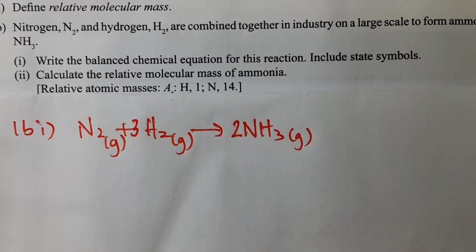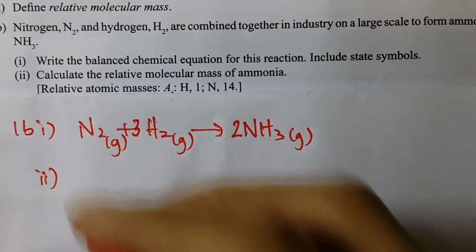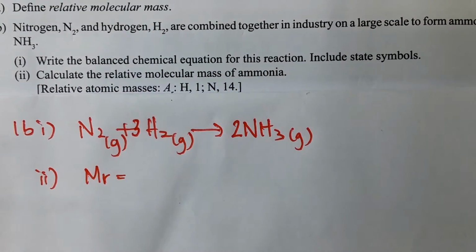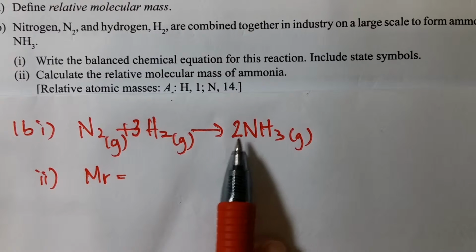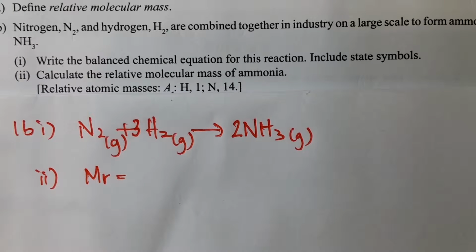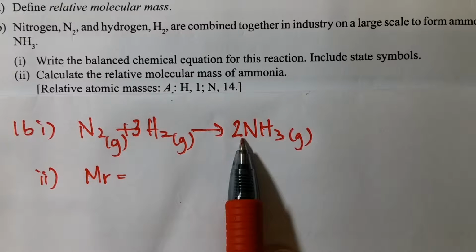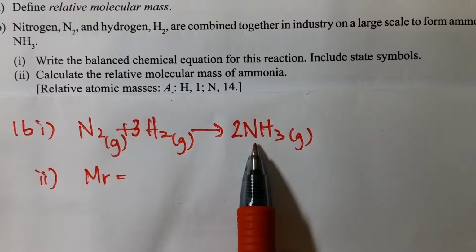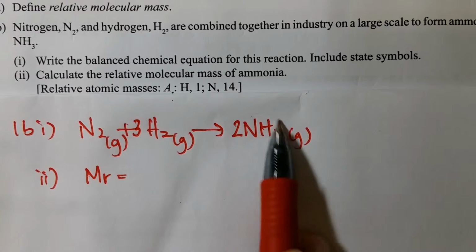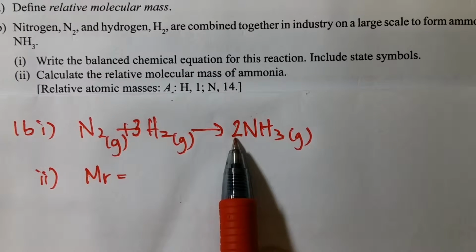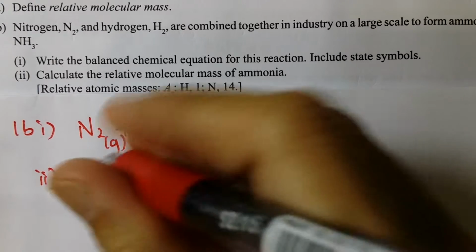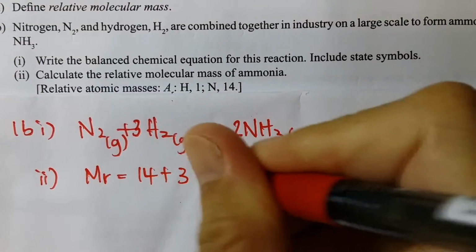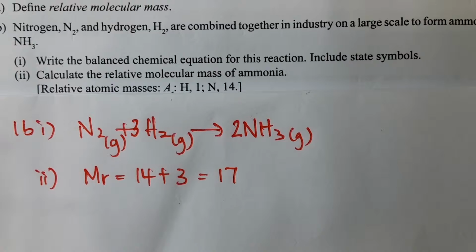Calculate the relative molecular mass of ammonia. Relative molecular mass is MR. Now remember, when you calculate the MR, you should not calculate the MR for 2NH3. This 2 is just to balance the chemical equation, or it can mean 2 moles. When you find AR, you should only find AR for the chemical formula without the number in front, because the number in front is not part of the chemical formula of the substance. So MR for NH3, 14 plus 3, that would give you 17. Remember, MR, AR, there is no unit.